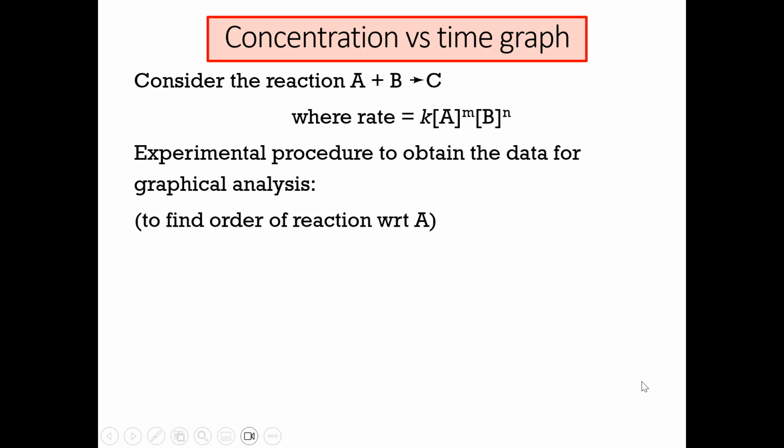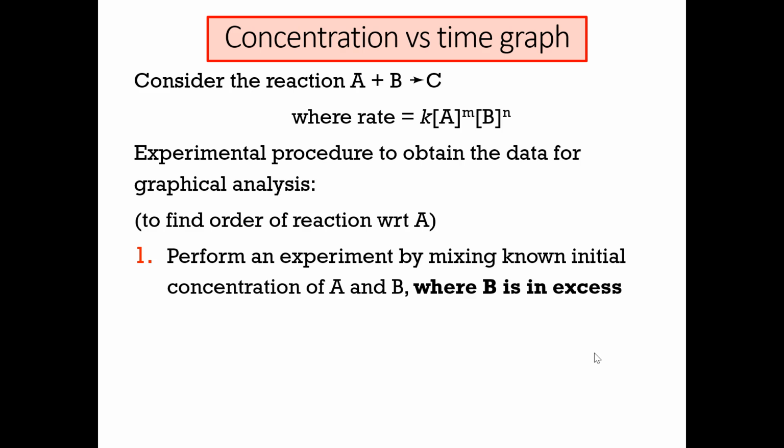As we have a reaction between A and B to produce C, we can have a rate equation as such. We then will have to go on to develop a procedure in order to obtain data for the graphical analysis. Basically, we need to execute an experiment that allows us to collect data, to plot a graph that allows us to determine the order of reaction.